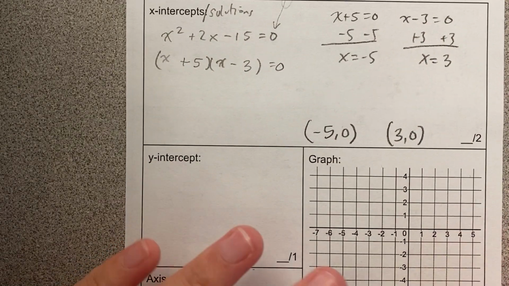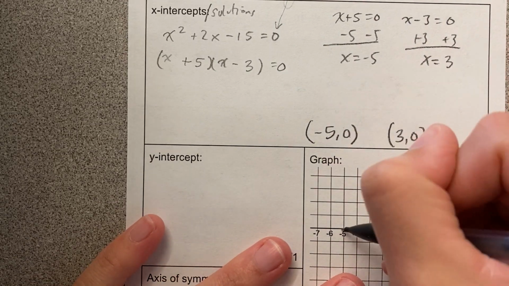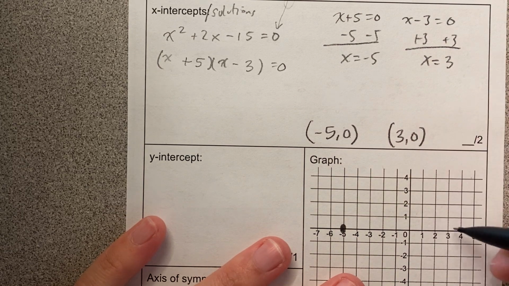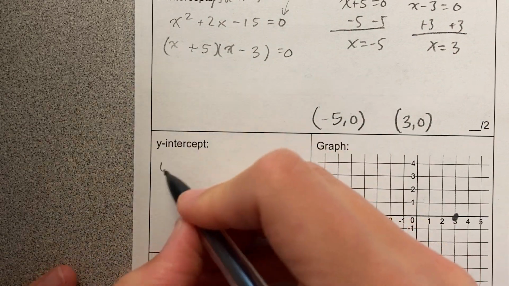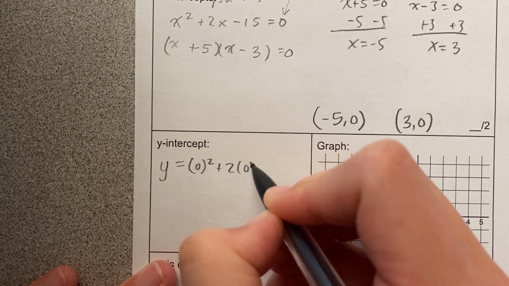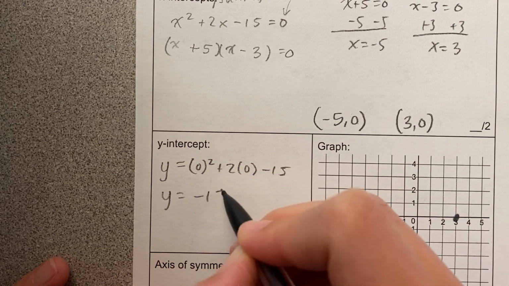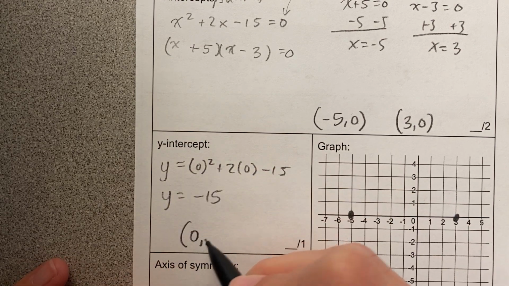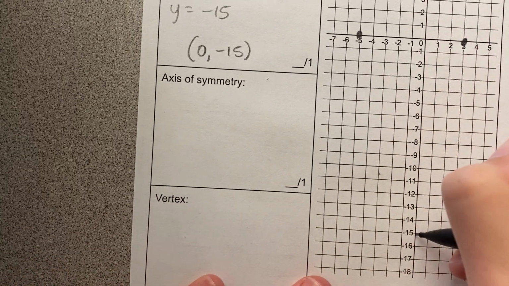Okay, so this is my y is 0. My x is either negative 5, so here's negative 5, 0, and 3, 0. Okay, my y-intercept, I'm going to plug in 0 for x, so that's 0 squared plus 2 times 0 minus 15. This is 0 plus 0 minus 15. So that's x is 0, y is negative 15. I'm going to graph that.